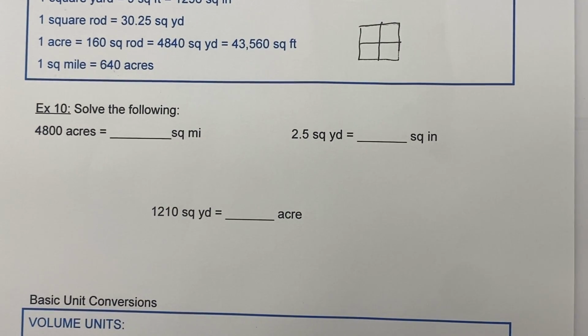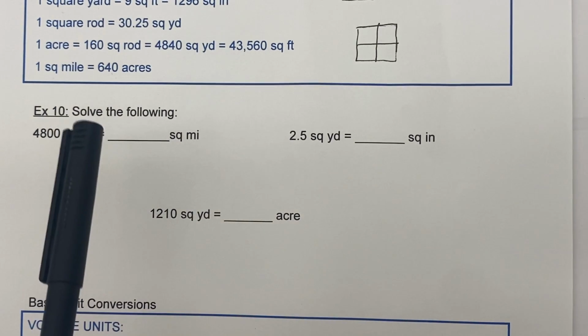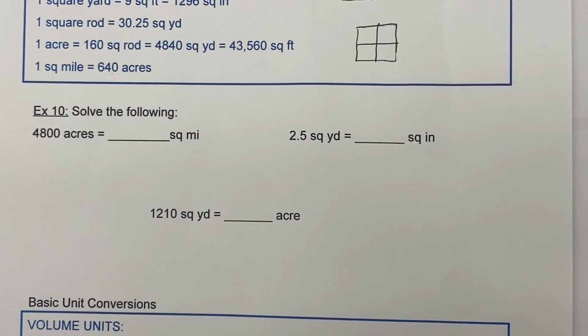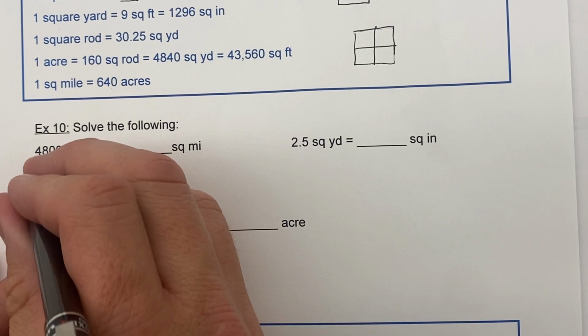Let's go ahead and move on. So it's the same system, guys. Find the match between the two units, and then see if you can set that up. Let's do the first one together. 4,800 acres. Let's put that over 1.